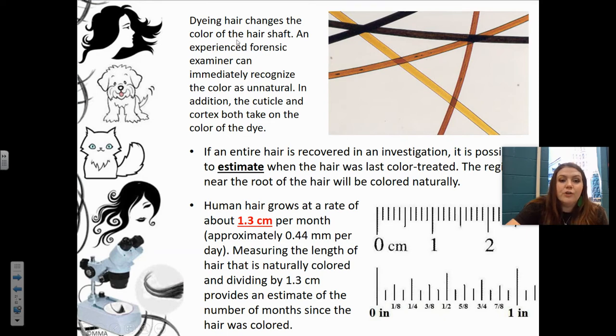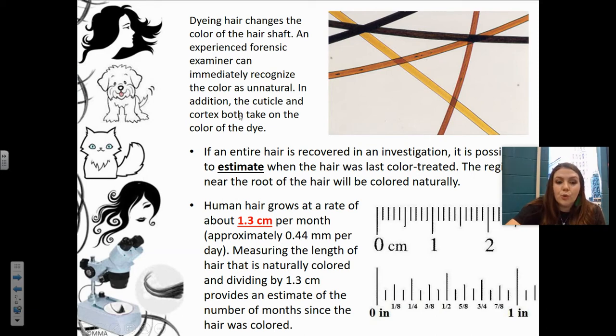Dyeing hair changes the color of the hair shaft. So you see these different colors. An experienced forensic examiner can immediately recognize color as unnatural or not. I don't expect us to get to that level of sophistication, but if you were getting really good at analyzing hair, you'd be able to tell that's not a normal hair color. That is definitely a fake brown, a fake red, a fake blonde.